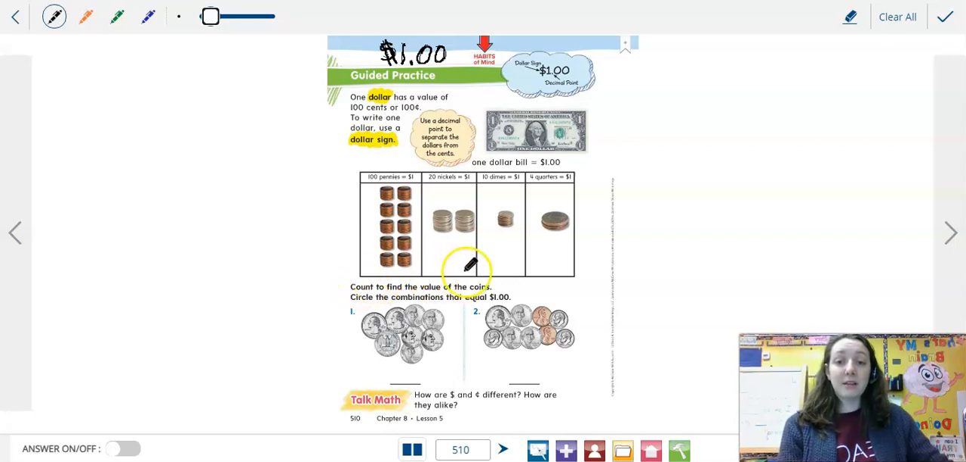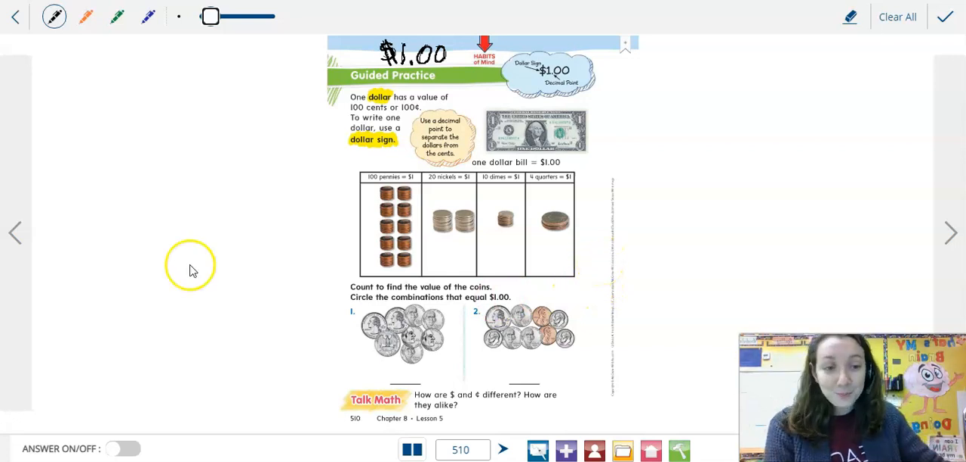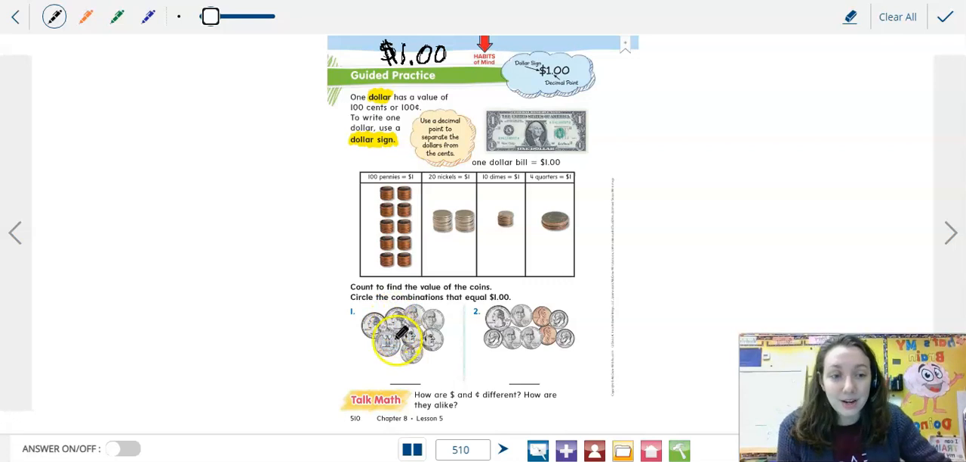So we're going to count to find the value of these coins and then circle the combinations that equal a dollar. So you're looking down here.